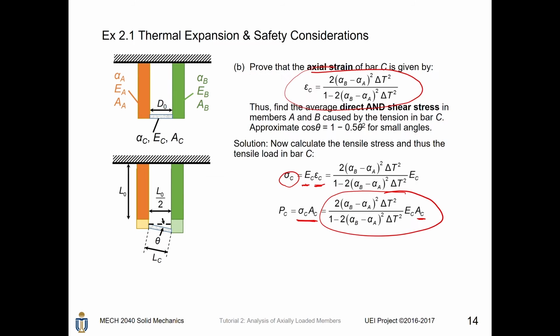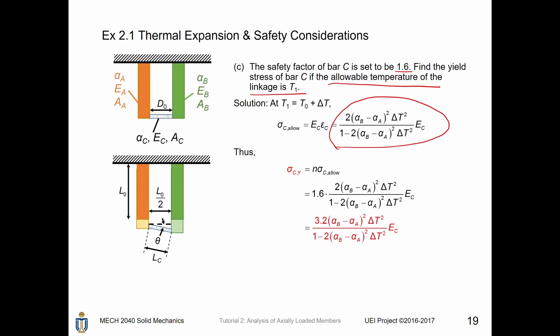Let me show you. It is here. So now the allowable direct stress is in this form. Therefore, we can find the yield stress by using the safety factor formula, which is 1.6 times the entire piece. The result will become 3.2 (alpha b minus alpha a) squared times delta t squared divided by 1 minus 2 (alpha b minus alpha a) squared delta t squared, times EC. In the exercise problems, I will try to make those quantities numerical so that you can calculate it yourself.